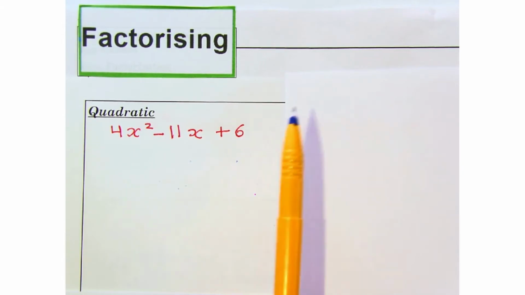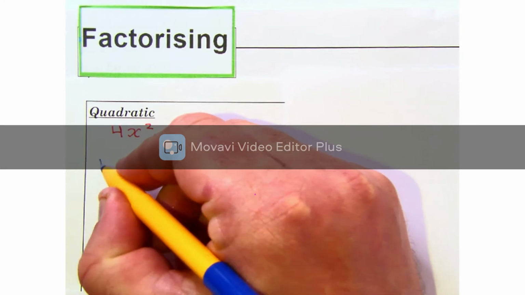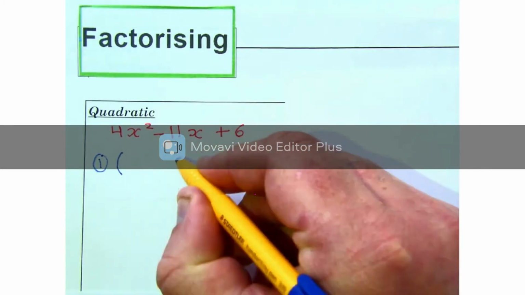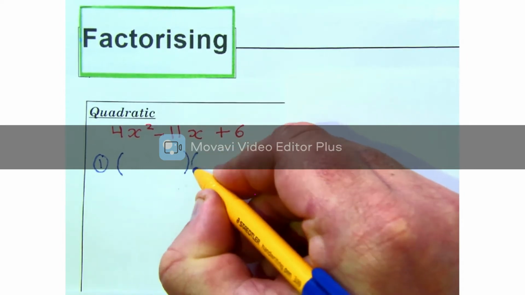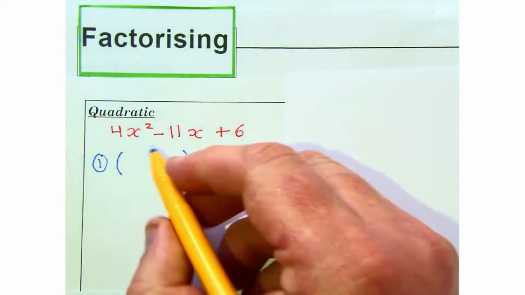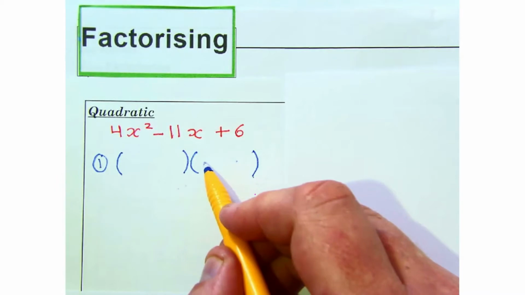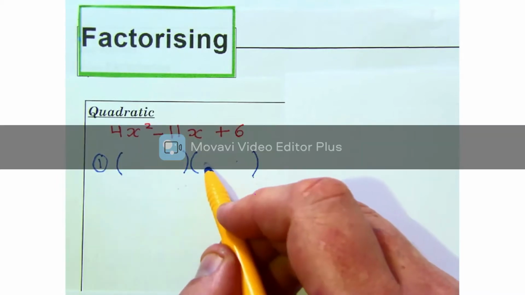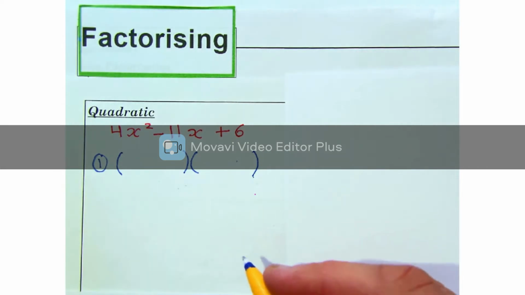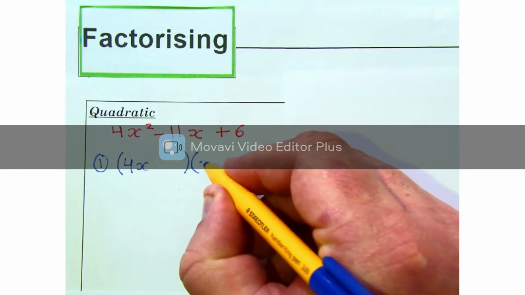Okay, so let's look at both methods now. So the first method here would be the back-to-back bracket method. What happens in the back-to-back bracket method is that we write down first of all the factors of the x squared term. Now that could be 4x and x, or it could be 2x and 2x. Okay, so let's just try there, for example, the 4x and the x.